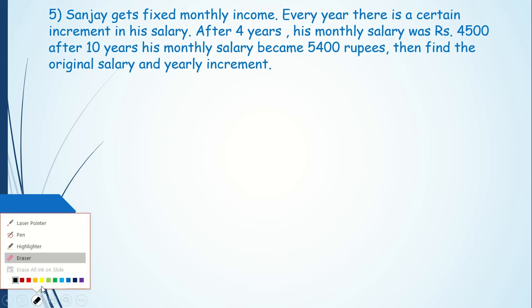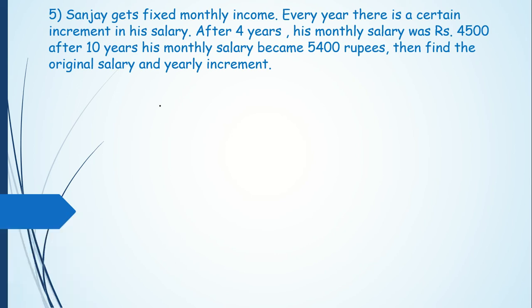So there are two parts here. He's getting some fixed salary that has not changed. The fixed salary will not change, it remains the same for the 10 years or whatever time is given in the question. So we assume his fixed salary is some x rupees, and every year he is getting a certain increment. That increment I am assuming to be y.